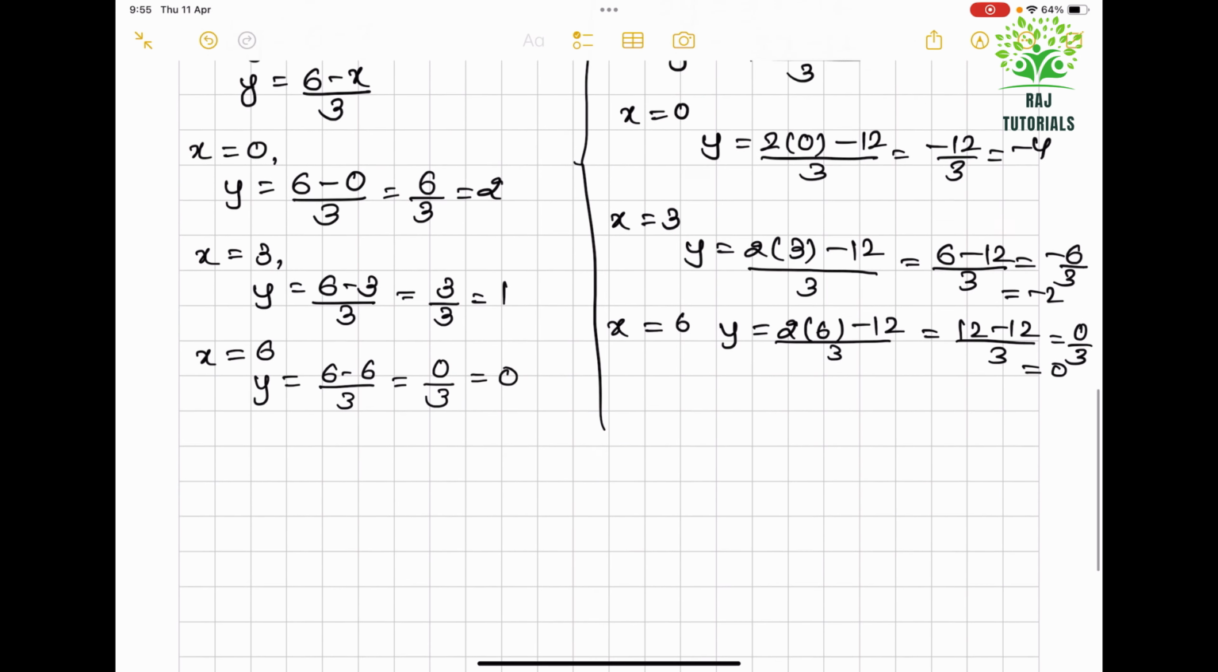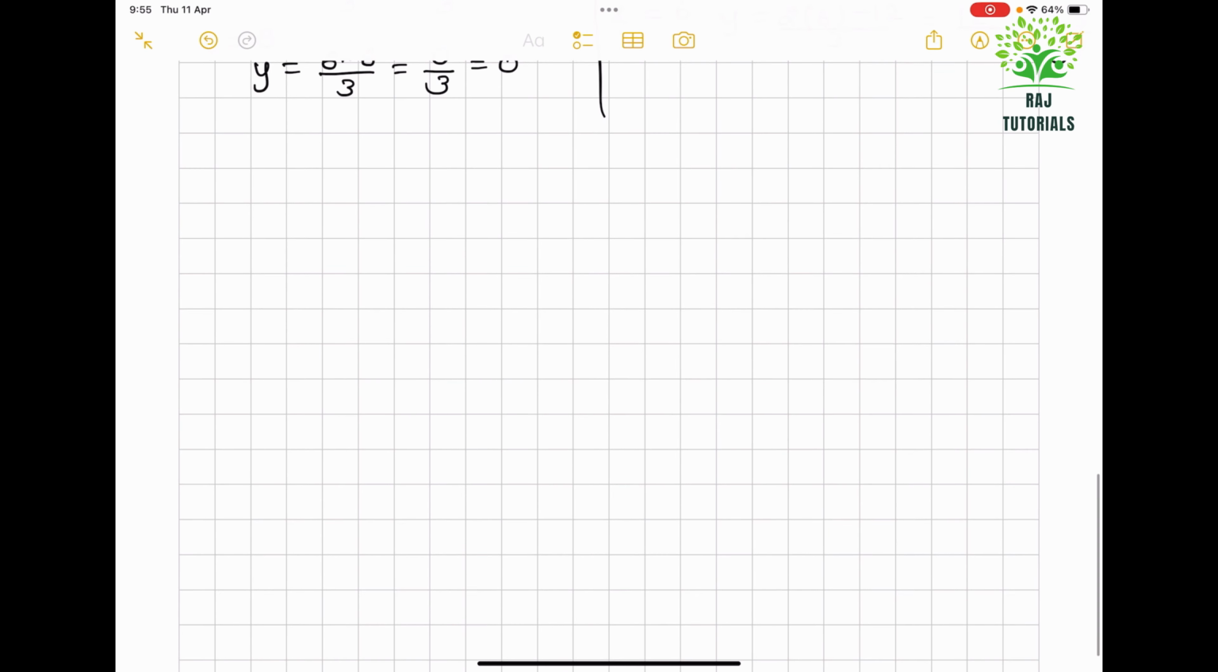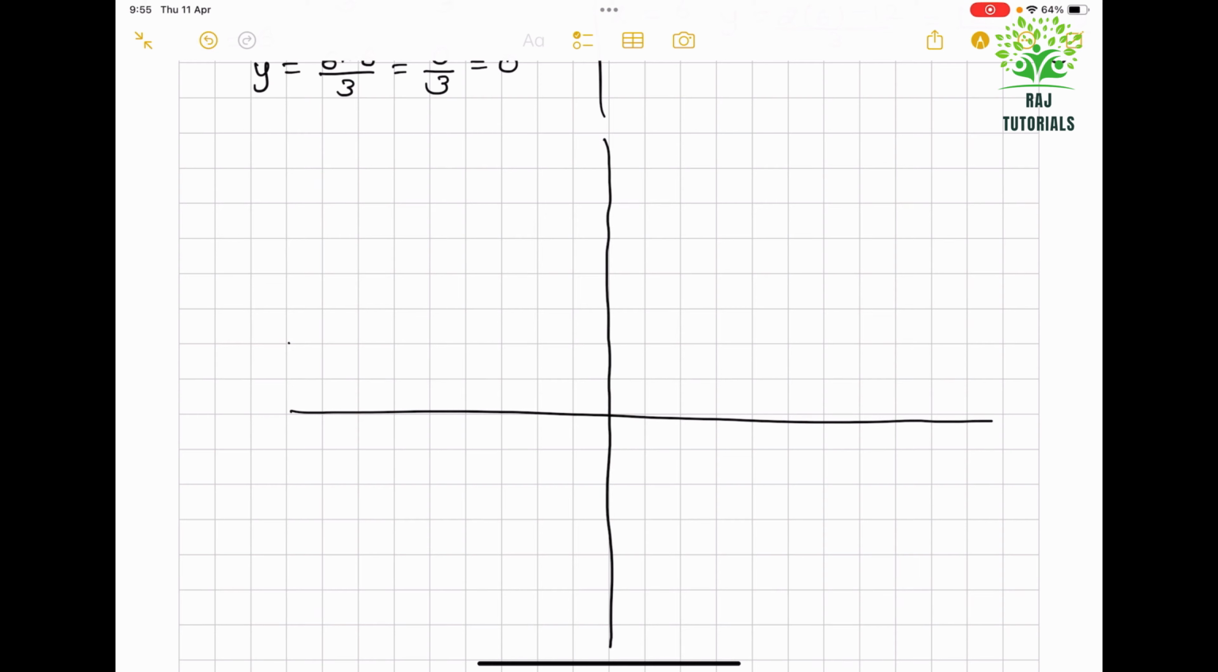So now I need to make the graph for them. To make the graph, I will need both the x and y axes. See, I am taking this as my 1, 2, 3, 4, 5, 6, 7. This is my positive y-axis. This will be my negative y-axis. So minus 1, minus 2, minus 3, minus 4, minus 5 and minus 6. This will be my positive x-axis.